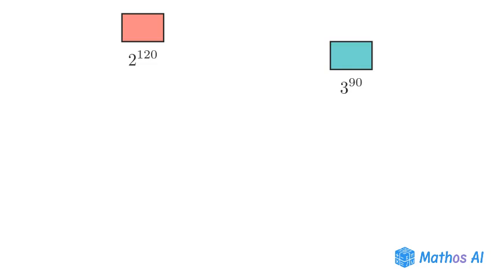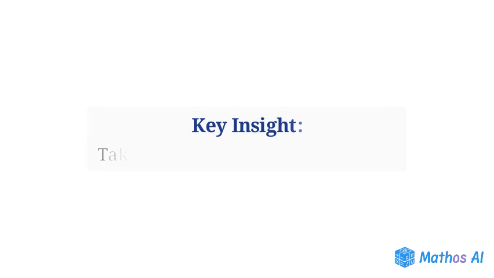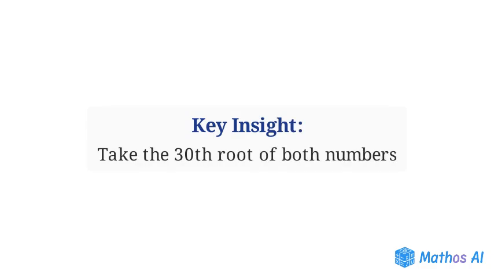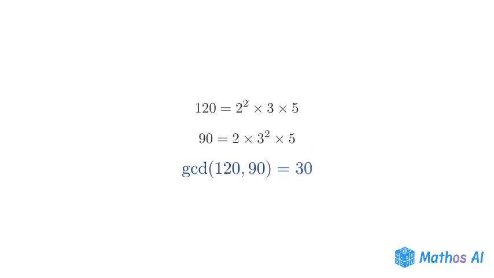Which mountain is taller? The key insight here is to use a clever mathematical tool, taking the 30th root of both numbers. Why the 30th root? Because it perfectly matches the greatest common divisor of our exponents, 120 and 90, which is 30.